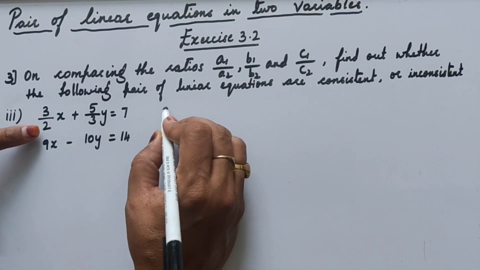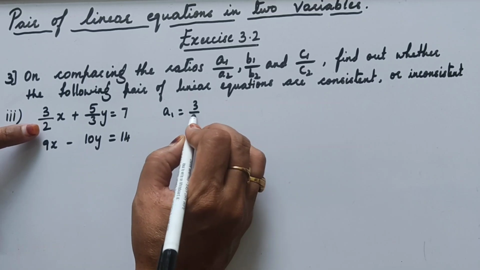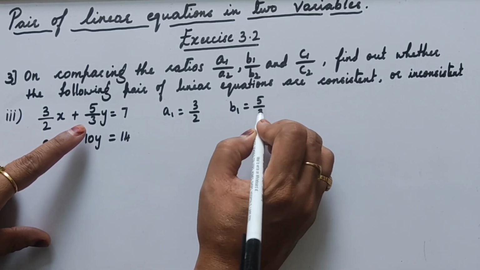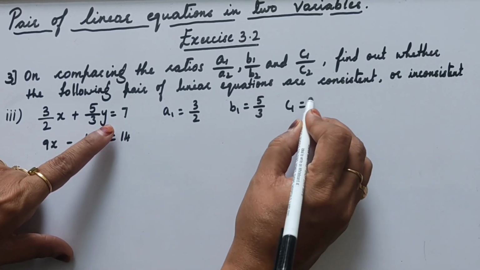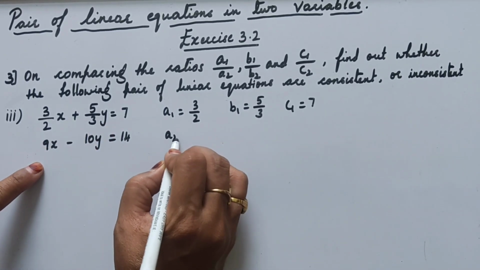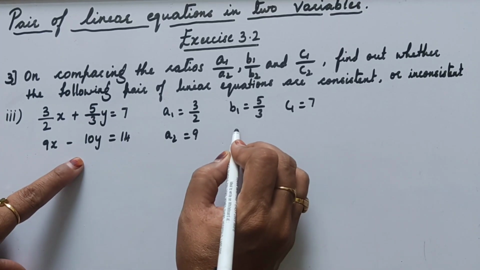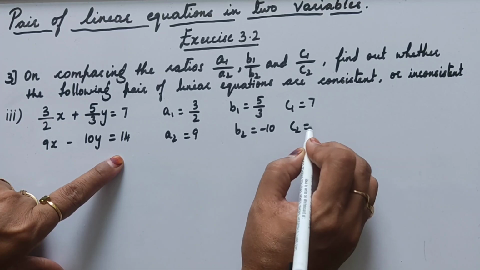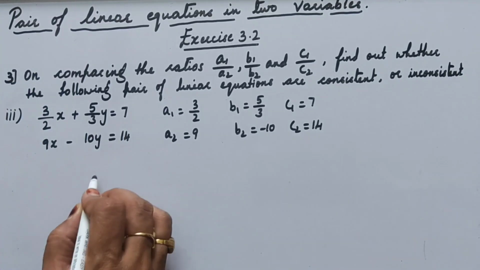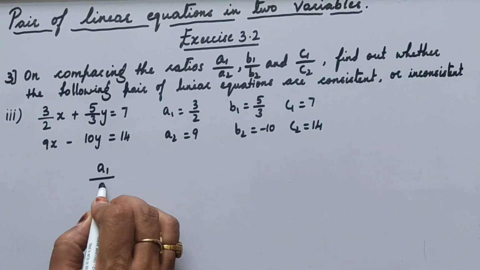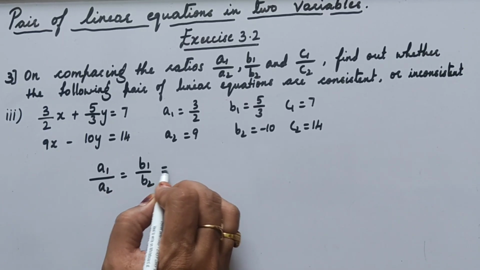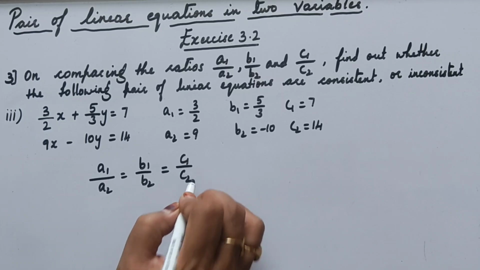Now this will be A1 equal to 3 upon 2, B1 equal to 5 upon 3, and C1 will be 7. Here A2 equal to 9, B2 equal to -10, C2 equal to 14. Come on, let's compare. A1 upon A2 equal to B1 upon B2 equal to C1 upon C2.